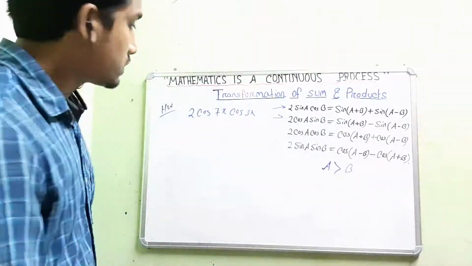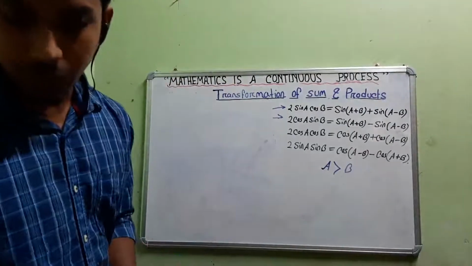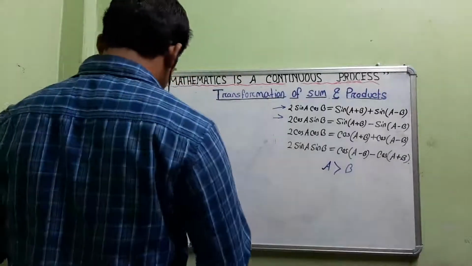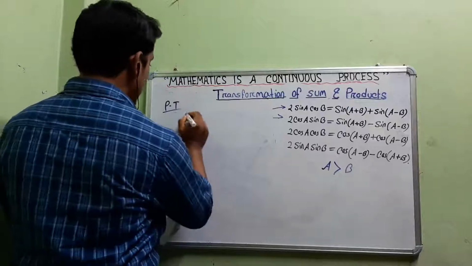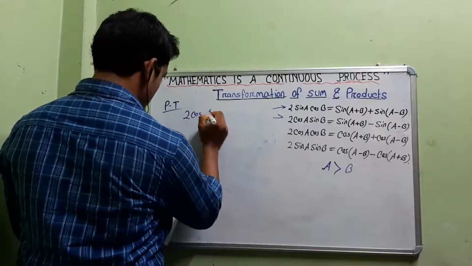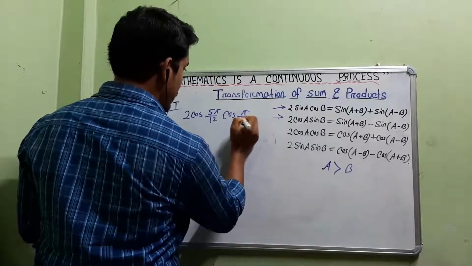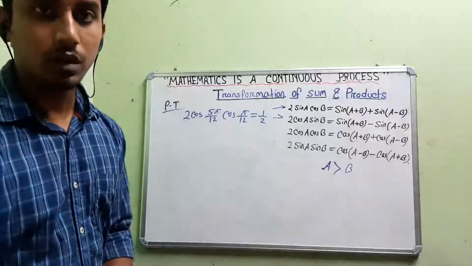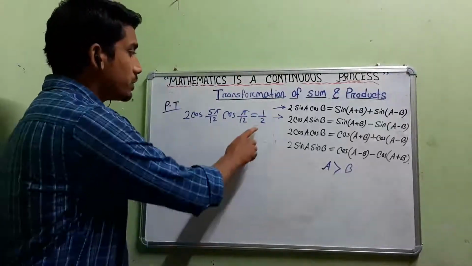So let me go to the third problem. The third problem is, prove that 2 cos 5 pi by 12 into cos pi by 12 is equal to 1 by 2. We are supposed to prove this one. So 2 cos 5 pi by 12 into cos pi by 12 is equal to half.